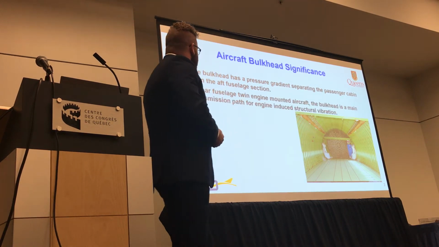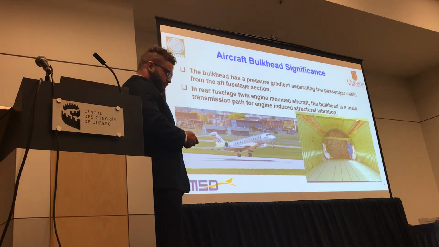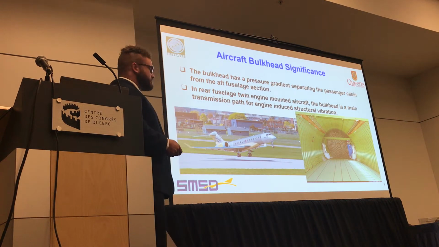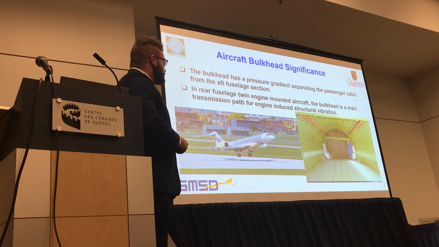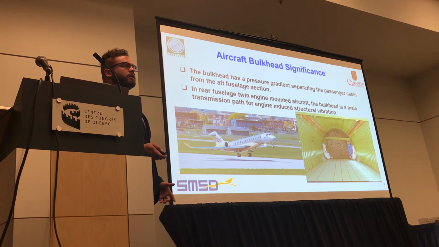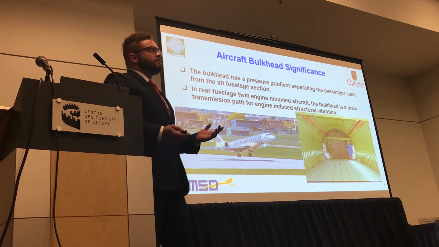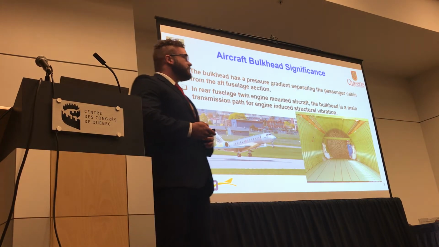In addition to that, when we have a rear fuselage twin engine mounted configuration, as seen in the Bombardier Global 7000 for example, the engines are directly mounted onto the aft section of the fuselage itself, which introduces a vibration problem where these engine-induced vibrations can then propagate up the fuselage through the pressurized bulkhead and into the passenger cabin, generating significant interior cabin noise.